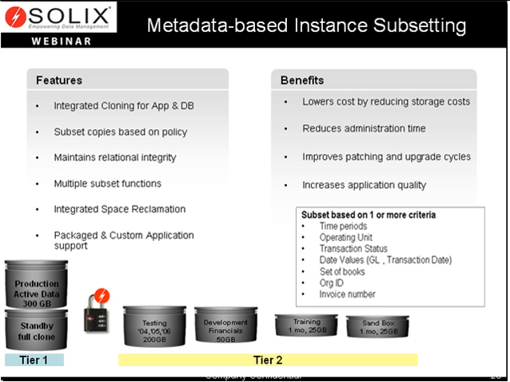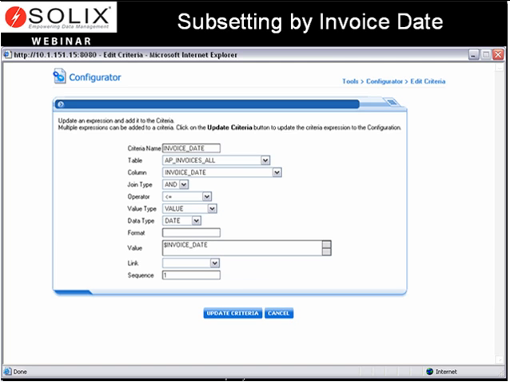So here's an example of creating a subset policy by invoice date. Again, because all of the knowledge base is stored in the centralized repository, we can use that metadata knowledge base over and over again. So in this example, we're using invoice date against the AP invoices all table. We're using a parameter. If you'll notice in the value, there's a $ sign before the invoice date. When we actually run this invoice policy, you can define the invoice date for that particular subset run.